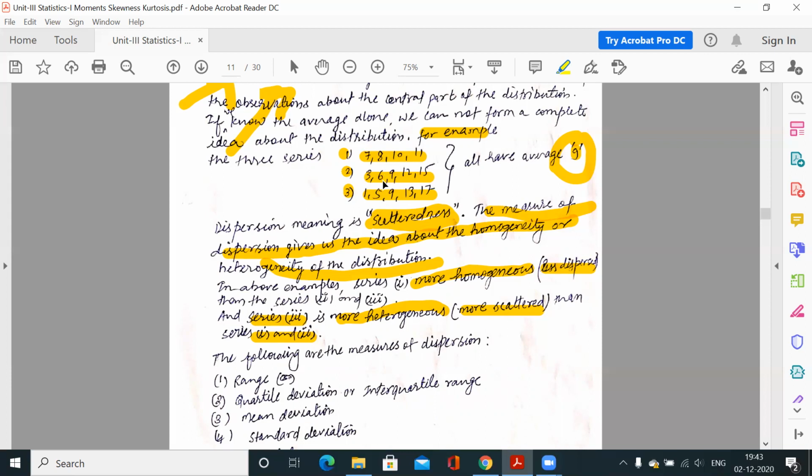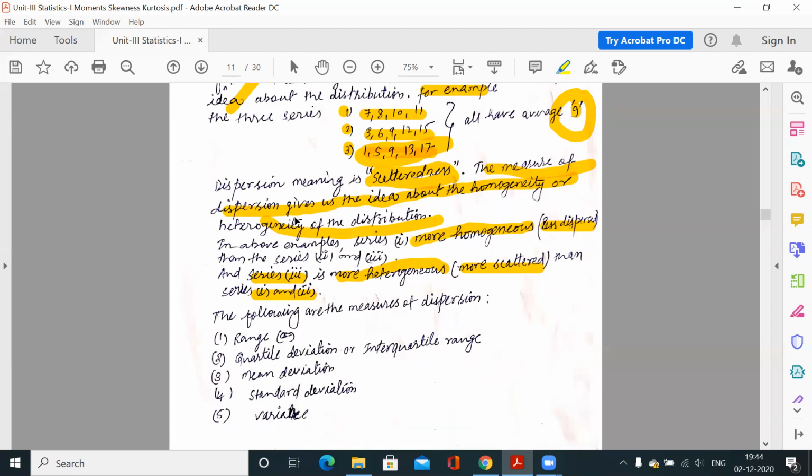But in the second series, the average is 9. So this is the minimum value, 3 to 9, the difference is 6. Here the difference is 8. Similarly here, 9 to 15, the difference is 6. And here again the difference is 8. So here the difference between the data points and the central value is more. So we will say this is more scattered.